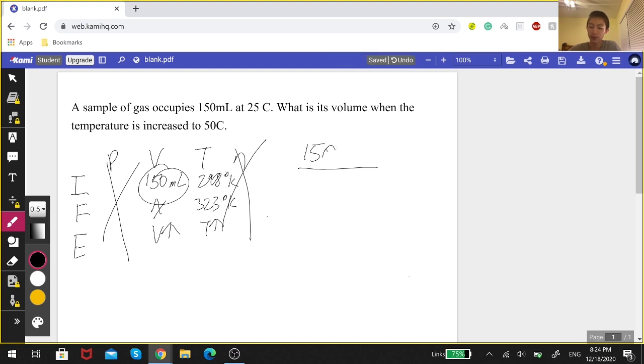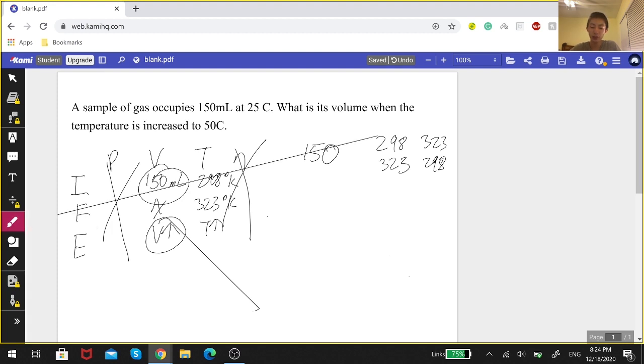Now how do you know which number to put on top, 298 or 323? How is the ratio going to look? This is determined depending on whether it's going to be increasing or decreasing. In our case, our volume is increasing. That means we want a higher number than what we originated with. In order to get a higher number than 150, we have to multiply it by a ratio that is greater than 1.